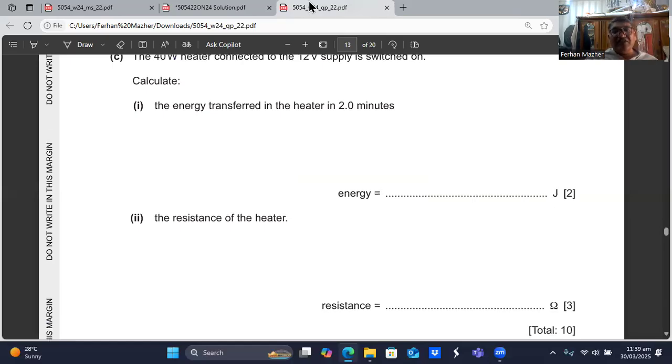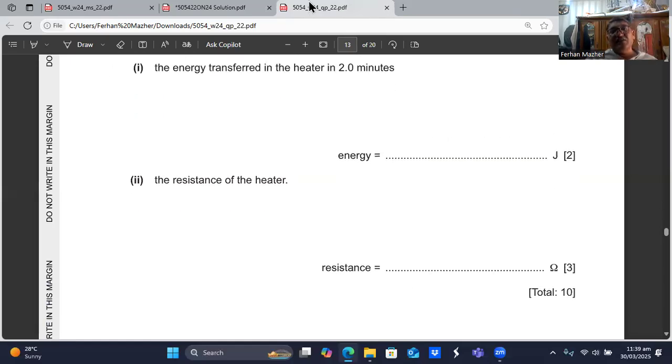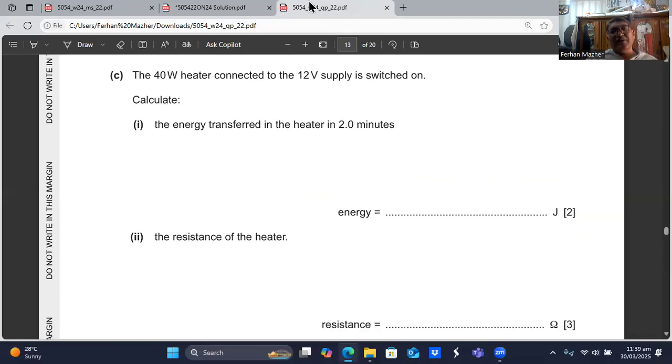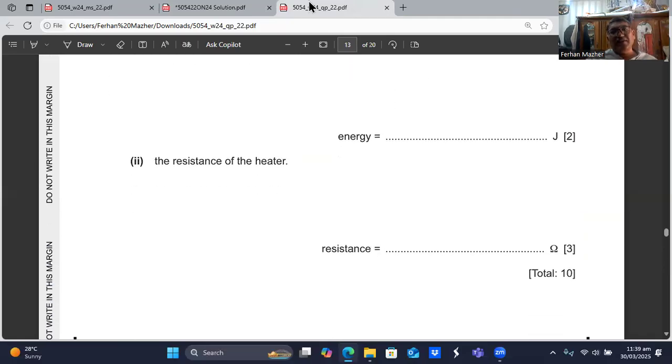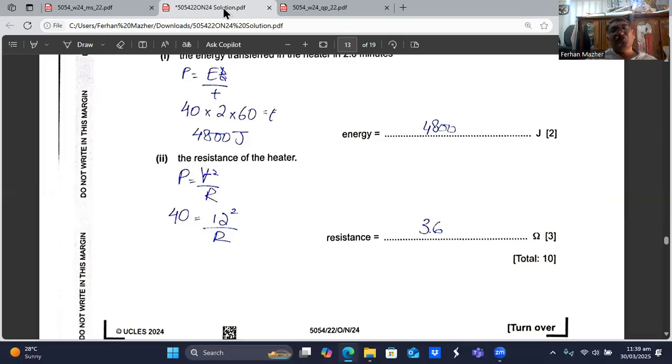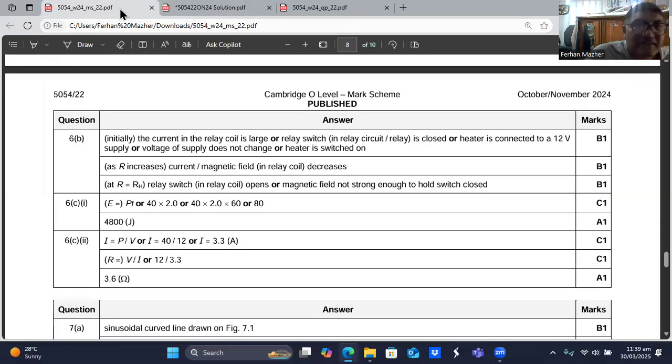Okay, then the next question is the resistance of the heater. We know the power, we know the voltage, so we can calculate the resistance. The power is equal to V squared by R, and power is 40, voltage is 12, so 12 squared divided by R. R will be equal to 144 divided by 40, and that will be 3.6.